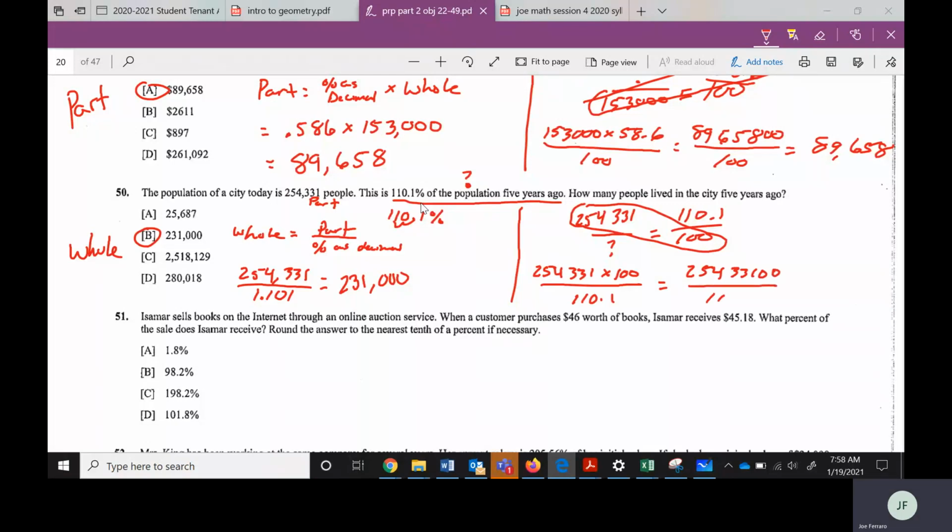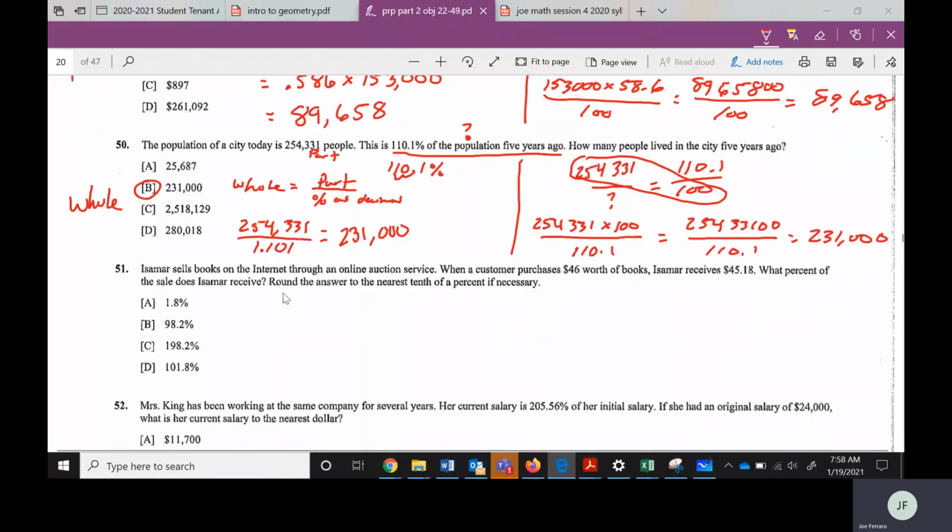Divided by 110.1, and we still get the 231,000. Okay. So we've done one where we find the part, we've done one where we find the whole. Let's look at the next one.